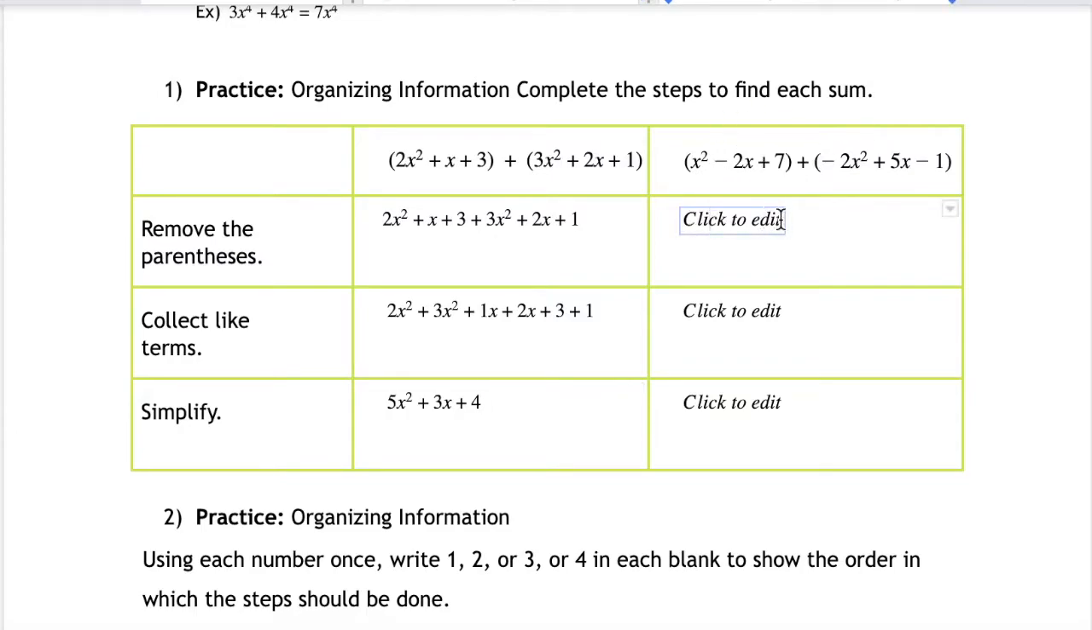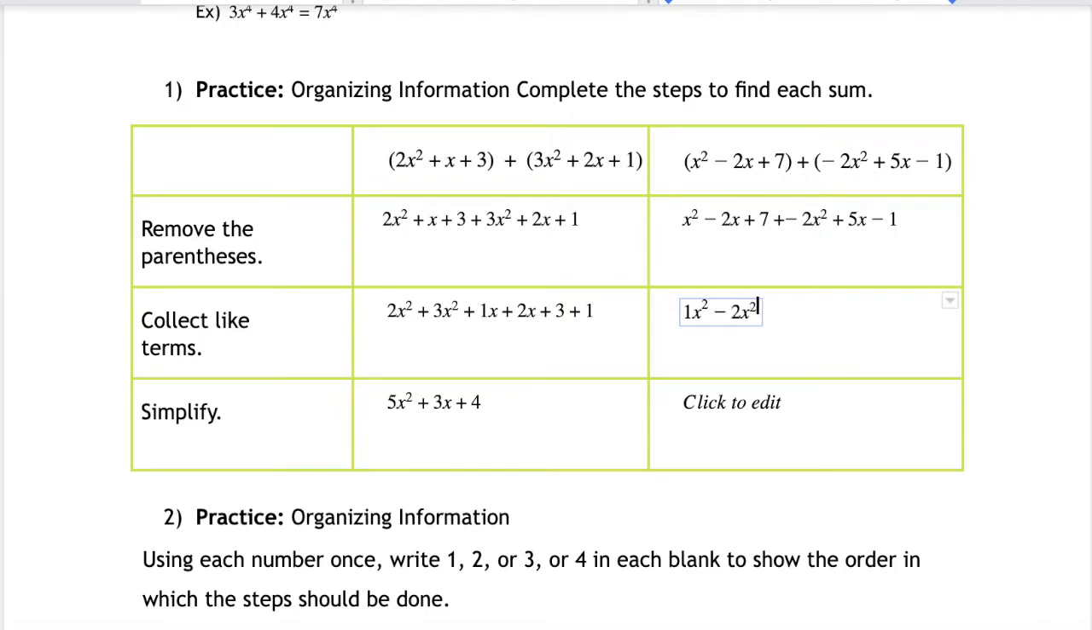Same kind of thing, I'm going to remove the parentheses, so I end up getting x squared minus 2x plus 7, and then plus negative 2x squared plus 5x minus 1. Okay? Now I'm going to collect my like terms, grouping all my like terms together. I have an x squared here, and because I don't see a number in front of it, I'm going to put a 1, just so I can remind myself when I'm combining my like terms. When I scan my original expression, I see that I have minus 2x squared as a common like term.